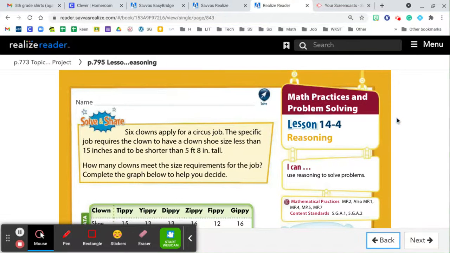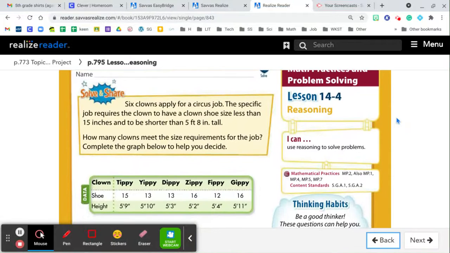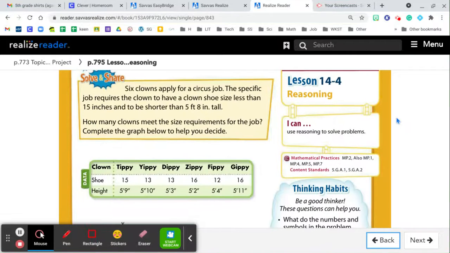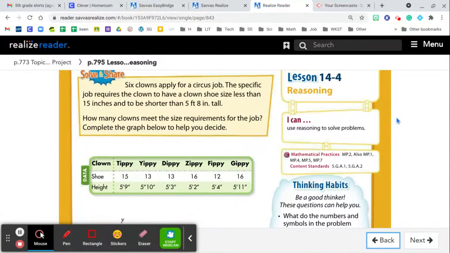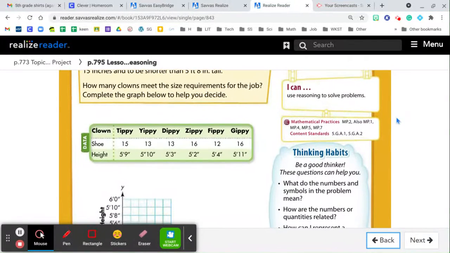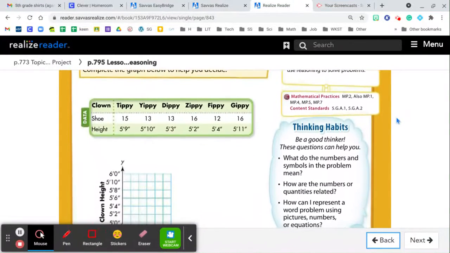All right, today we're doing math practices and problem solving, lesson 14-4, reasoning. 6 clowns apply for a circus job. The specific job requires the clowns to have a clown shoe size less than 15 inches and to be shorter than 5 feet 8 inches tall. How many clowns meet the size requirement for the job? Complete the graph below to help you decide.